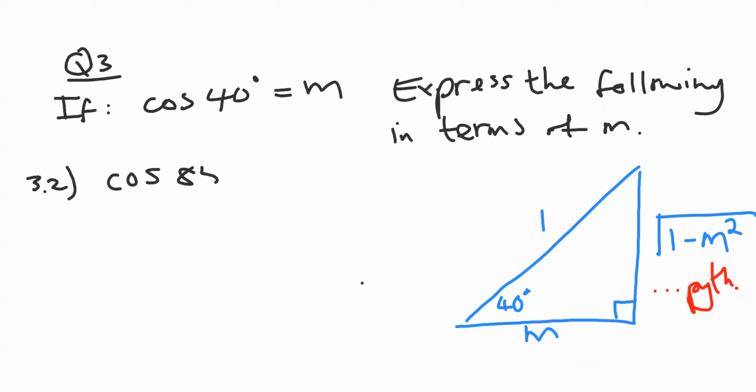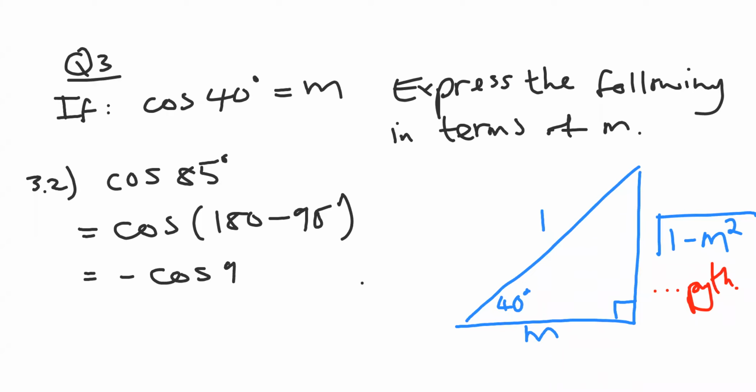Cos 85 is cos 180 minus 95. It's equal to negative cos 95. Yep, negative cos 95. I'm seeing where you're going with this.